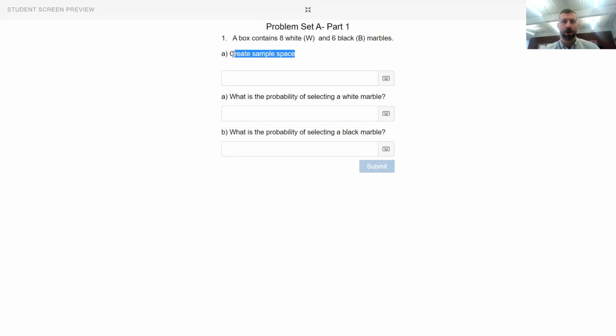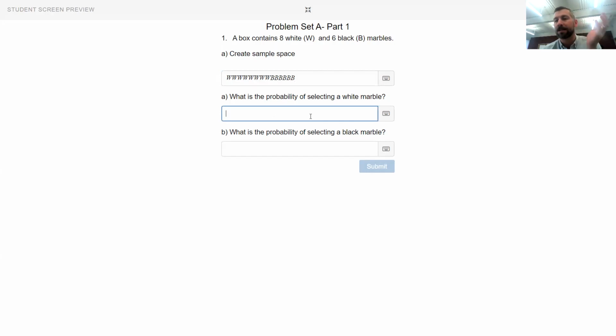First thing I want to do is create a sample space. What I could do is just include everything that's in there. I've got 8 white and 6 black. So I could go 1, 2, 3, 4, 5, 6, 7, 8, 8 white and 1, 2, 3, 4, 5, 6 black. Each letter represents one of those marbles. And so now I know what's in front of me, and I can find the probability of selecting a white marble.